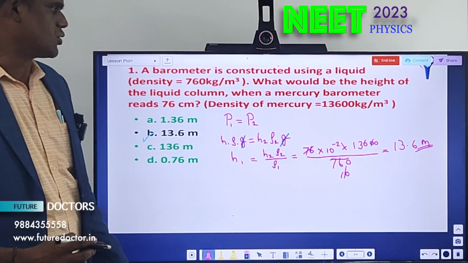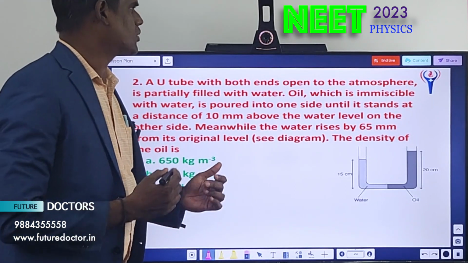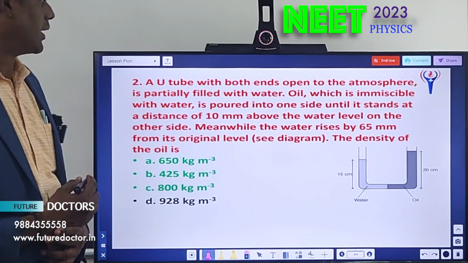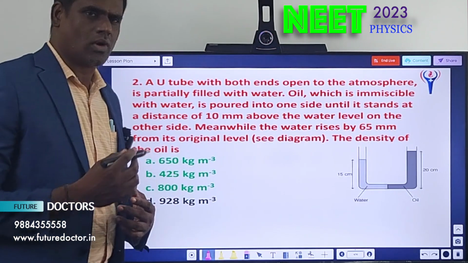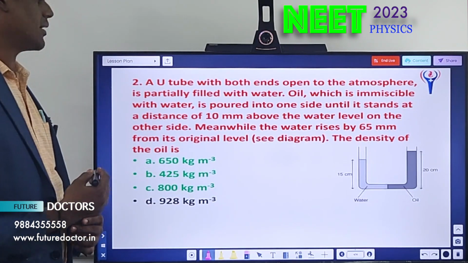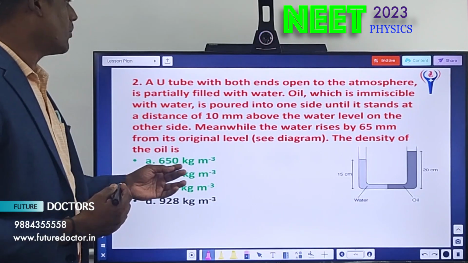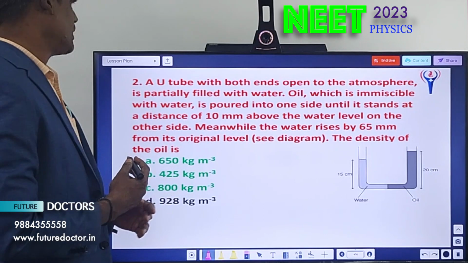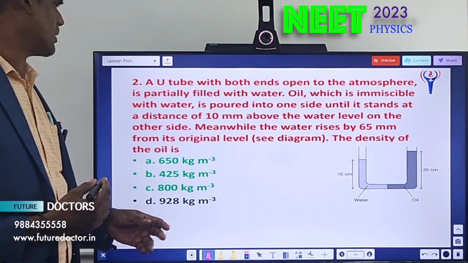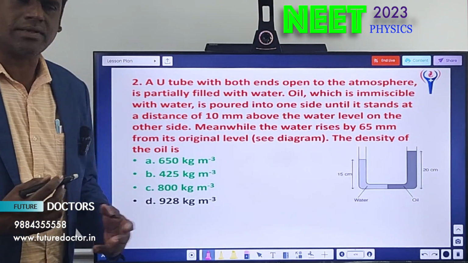Let's move to question number 2. A tube with both ends open to the atmosphere is partially filled with water. Oil which is immiscible with water is poured into one side until it stands at a distance of 10 millimeter above the water level on the other side. Meanwhile, the water rises by 65 millimeter from its original level. The density of oil is dash.